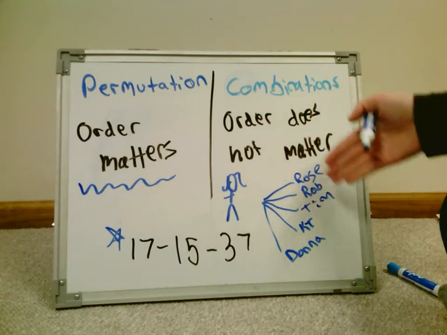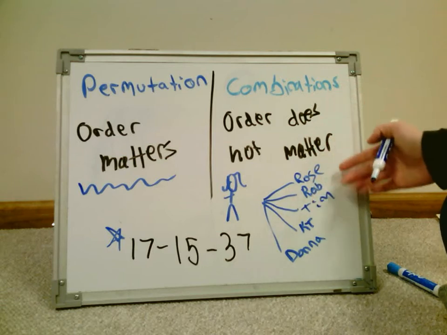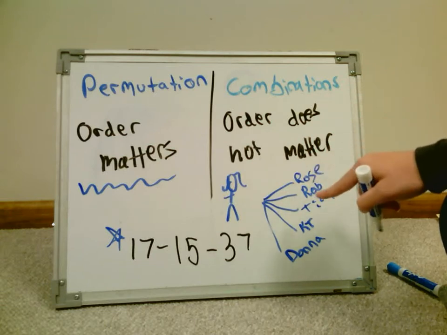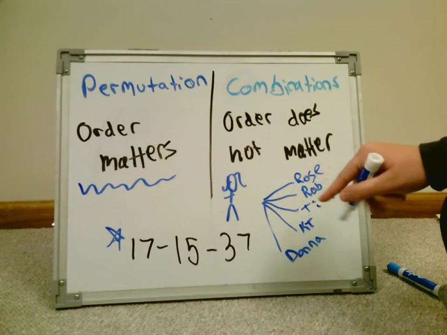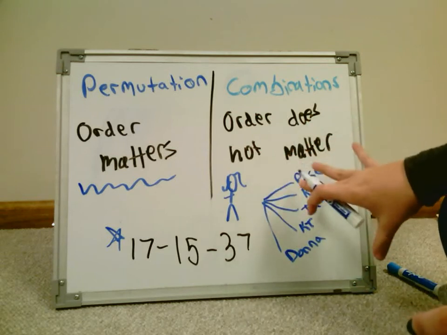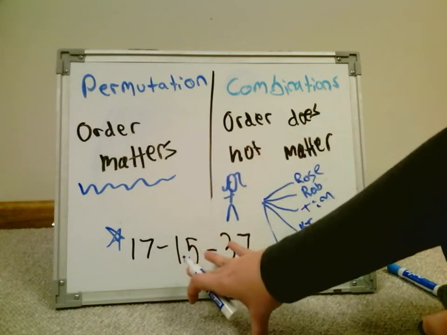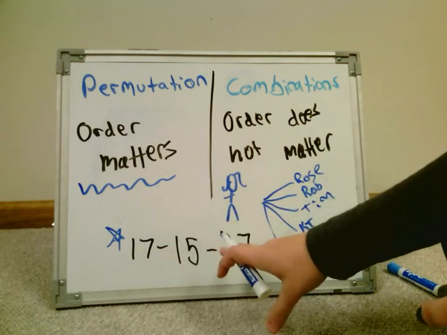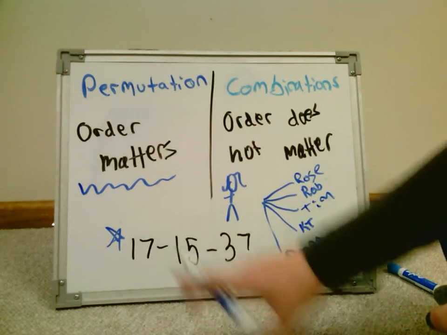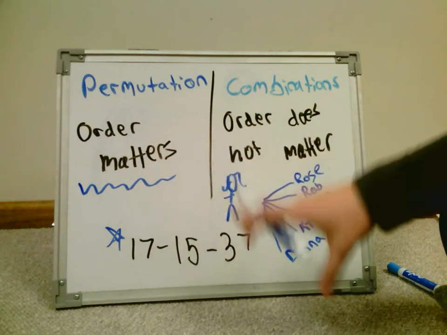So if I try to figure out how many combinations of people I could take on the field trip, I wouldn't have to include all the different ways that I could write this, with Tim, then Rob, then Rose, then Katie, then Donna, or Rose, then Rob, then Tim. This would all still just be one outcome. Regardless of the way that I write them, the order does not matter. Versus down here with the numbers 17, 50, and 37, there are multiple ways that I can write this code, but only one of them will actually work. Therefore, the order in which I write the numbers does matter.